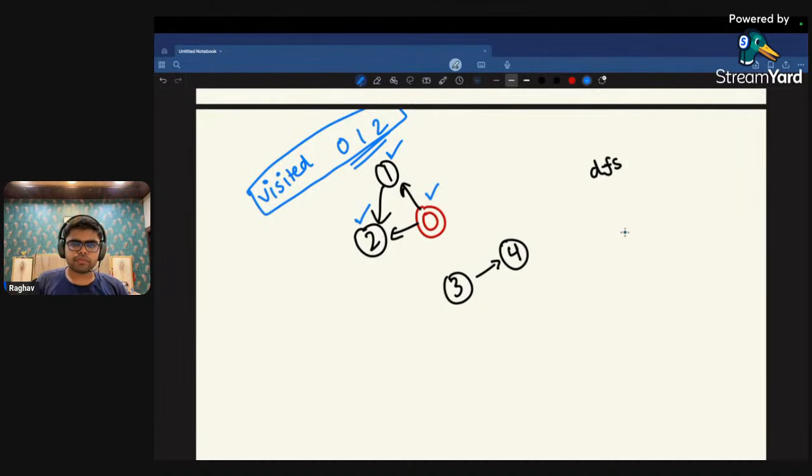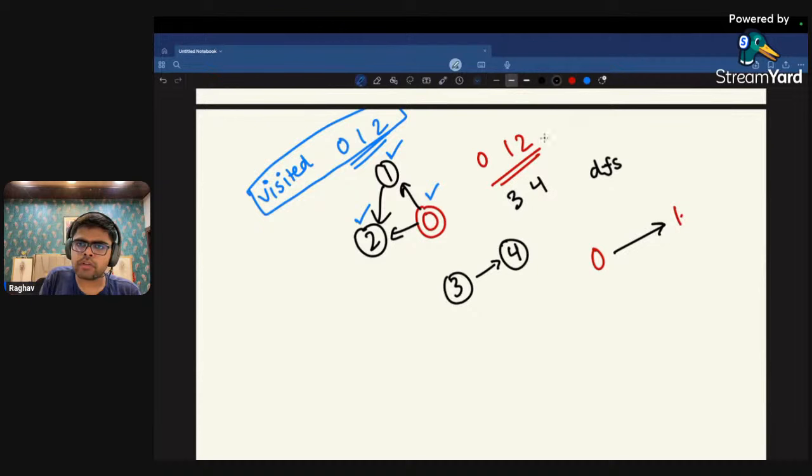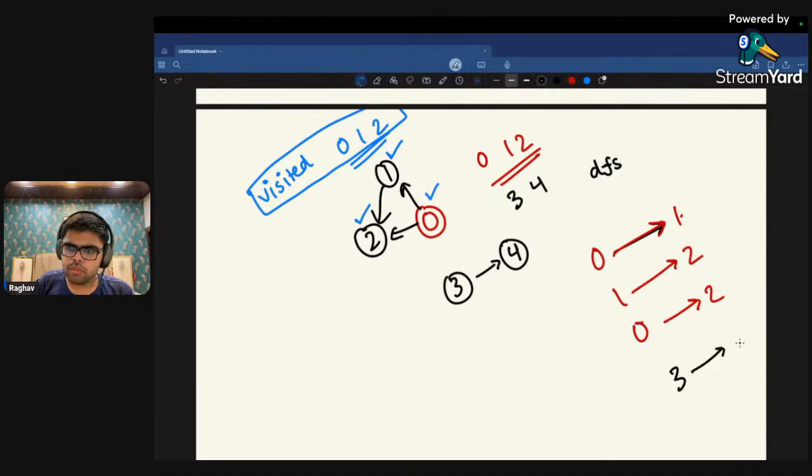After that, there are 4 edges. If you can see, there are 4 edges. Edge from 0 to 1. Now 0, 1 and 2, all of these are suspicious since these are visited, and 3 and 4 are not suspicious. So the edges you will have now are going to be from 0 to 1, from 1 to 2, from 0 to 2, and the edge from 3 to 4.